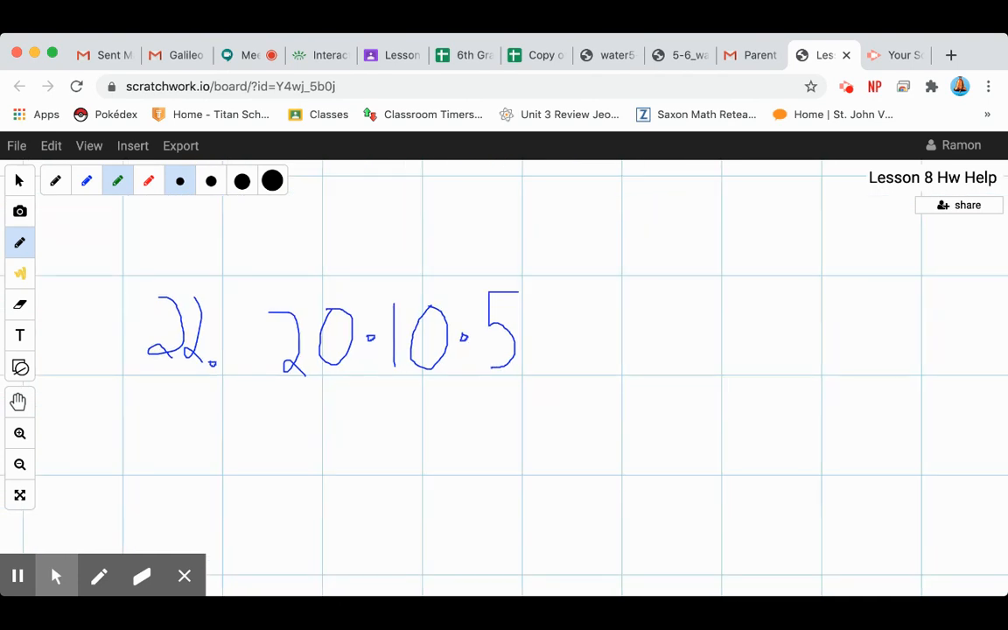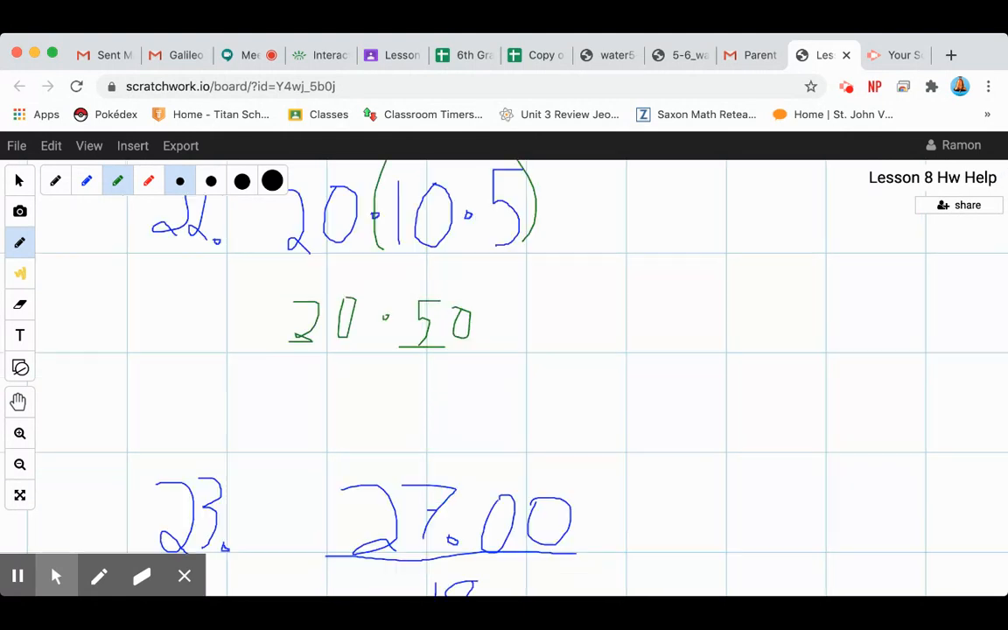For 22, we just want to multiply it any way we can. I would probably do 10 times 5 first, because that gives me 20 times 50. And then from there, I can use my mental math steps with numbers that end in 0 to just do 5 times 2, and then add the 2 zeros at the end.